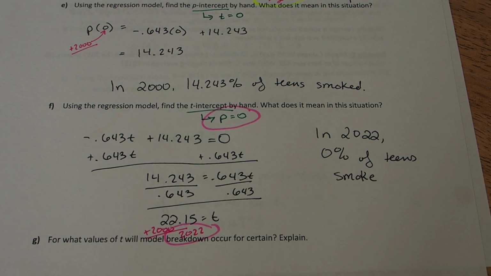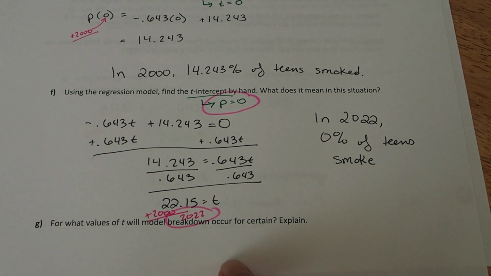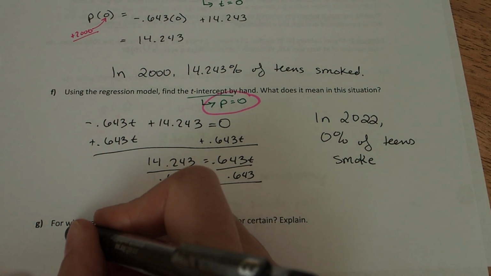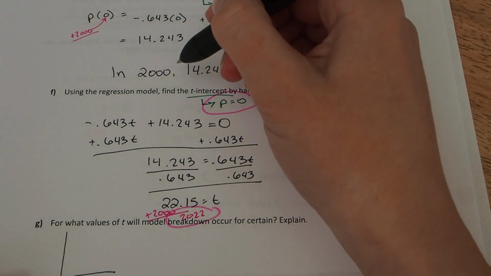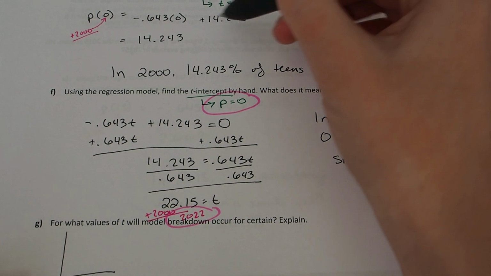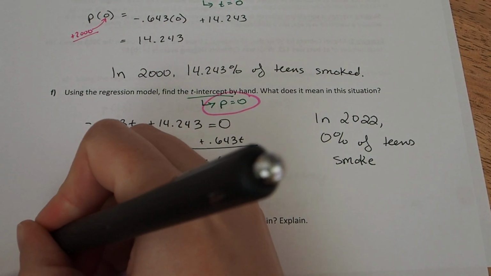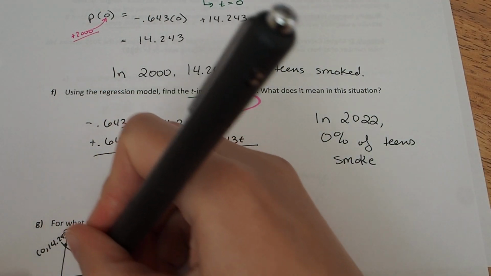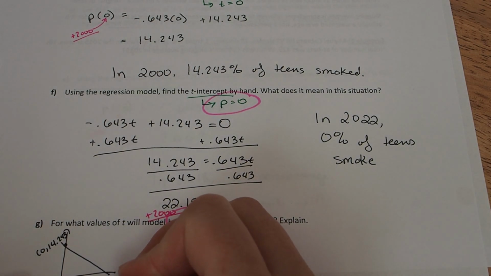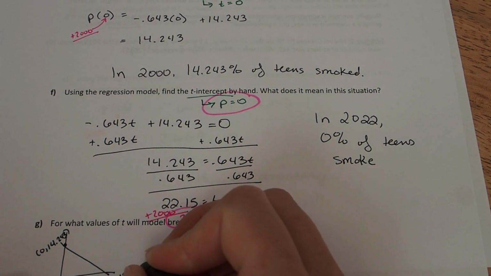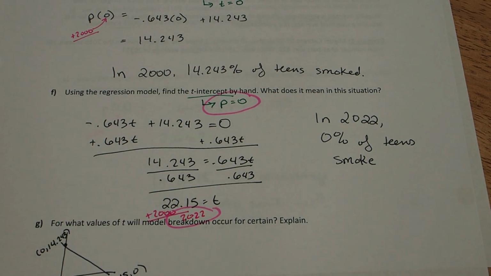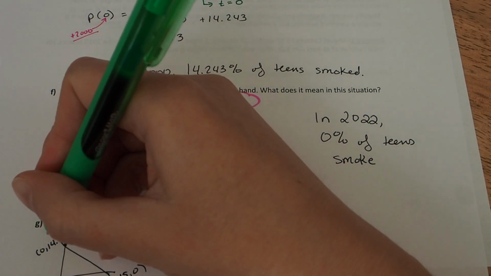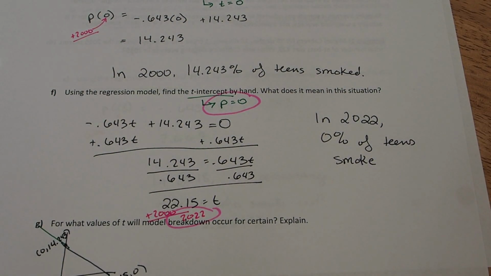All right, part G, for what values of T will model breakdown occur? This is a good question to ask right after the two intercepts. Just to draw a quick sketch of what this line must look like. It has an intercept at the ordered pair 0, 14.243, up here. And it has another intercept down here at 22.15, 0. Okay, just a quick sketch. I draw this picture just because I know that this line does continue, and I want to talk about whether or not these make sense.